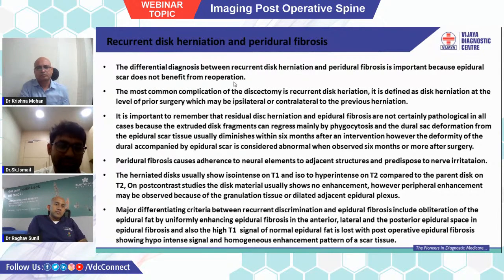or in the post-operative period, we see these surgical changes and the significance is not known, because it is usually recurrent disc herniation or peridural fibrosis. So the peridural fibrosis can be seen up till 6 months, because it is like normal physiological scar tissue that is being formed, and it usually resolves, or it regresses after 6 months.